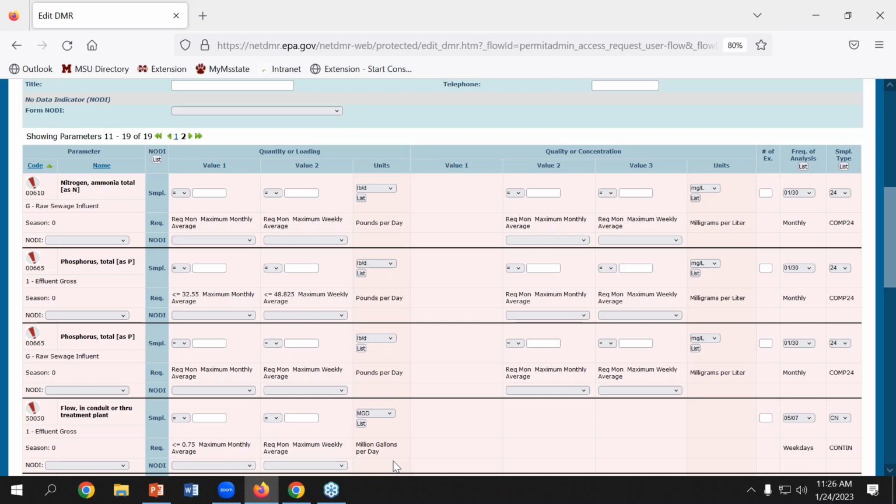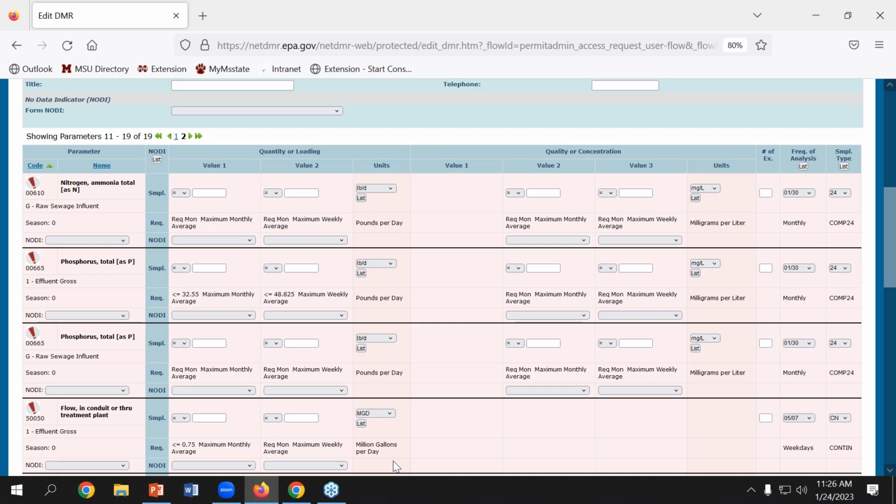And notice that the total nitrogen, ammonia, the nutrients, all of these are 24-hour composites. Your grab samples will be your DO, your pH, and your chlorine, of course, and E. coli. So that in a nutshell is what the NetDMR looks like.